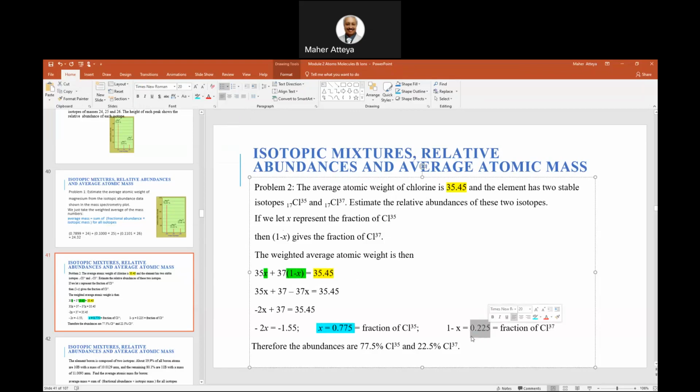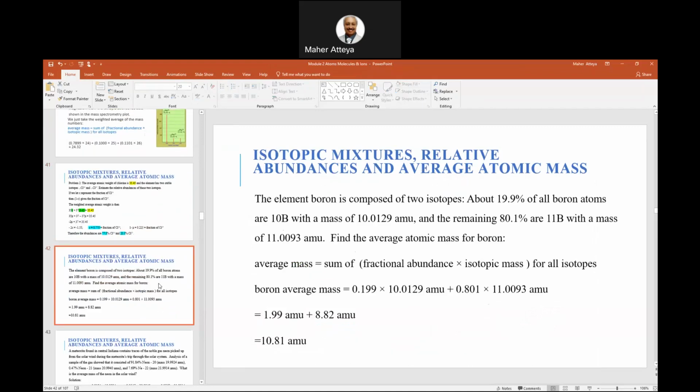When I tell you 0.225, you transfer this one into percentage, correct? Multiply by 100. This one will be 77.5, and the other one is 22.5. Those types of problems demand a little bit of attention because it's not direct, but you can still solve them. Now this is the same thing here. Look at this. You have boron, which has two isotopes. One isotope is 99, correct?